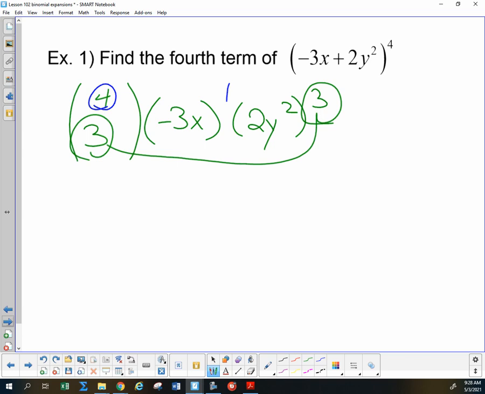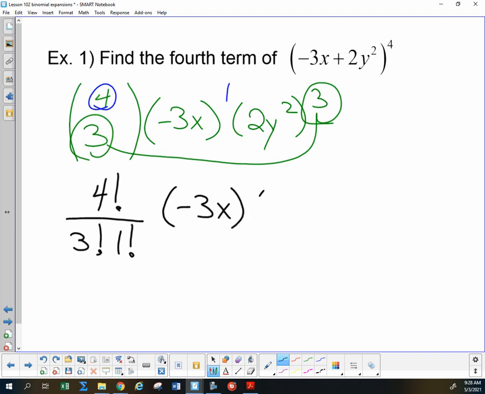Questions with that much? Okay, then it's just a matter of crunching through the calculations. So we need 4 factorial over 3 factorial, and 4 minus 3 factorial is 1 factorial. That's going to be easy. And then I'm going to have minus 3x to the first. But then if I take 2y squared and cube that, Mateo, what will I have? If I take 2y squared and cube it. You get 8y to the 6th. So everybody comfortable with that?